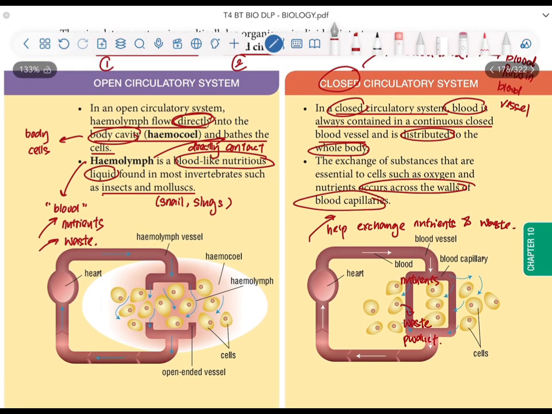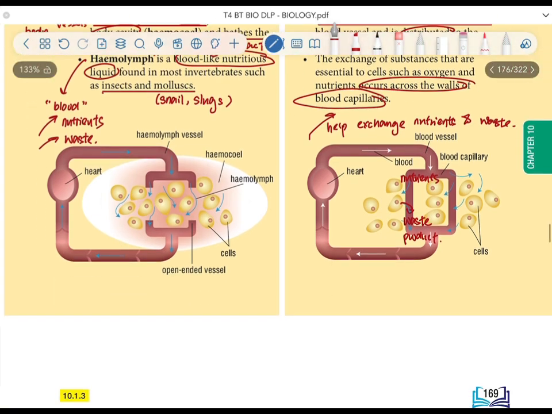One more thing I want to emphasize for the open circulatory system is that they have no blood vessels. As I mentioned just now, I didn't mention the words blood vessels. That's why it is called open circulatory system, because the blood is directly in contact with the cells. But in humans, we have blood vessels.